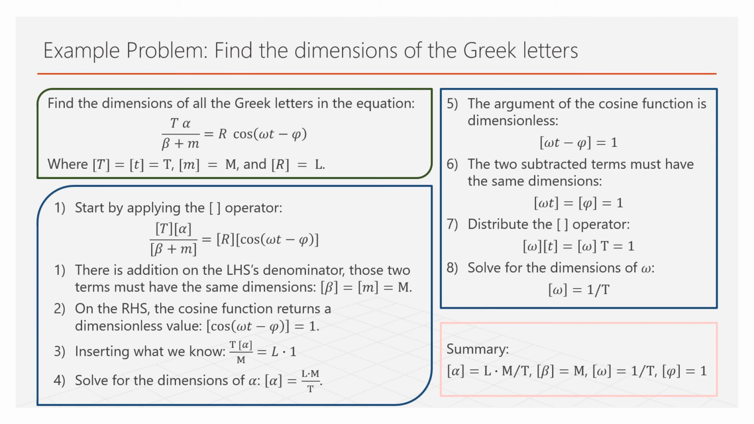We can summarize everything that we found. The dimensions of alpha equal length times mass divided by time. The dimensions of beta equal mass. The dimensions of omega equal 1 divided by time, and phi is dimensionless.